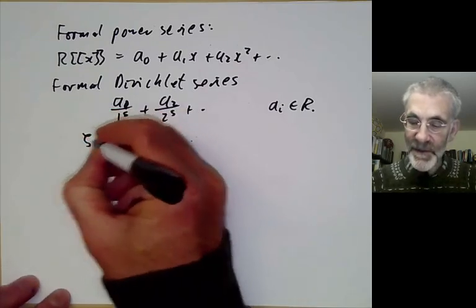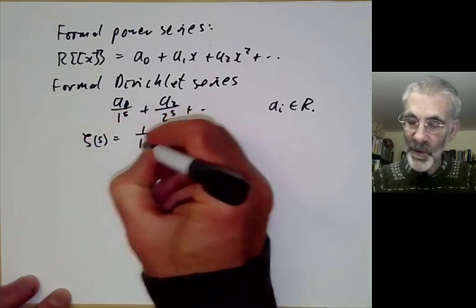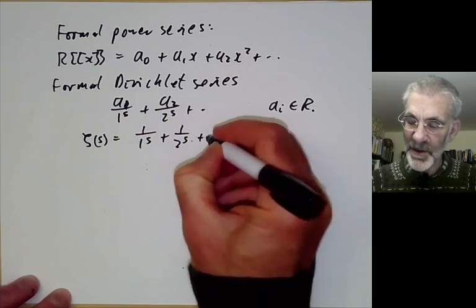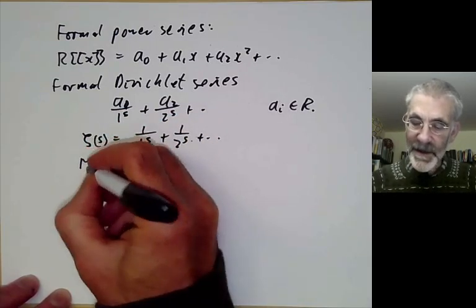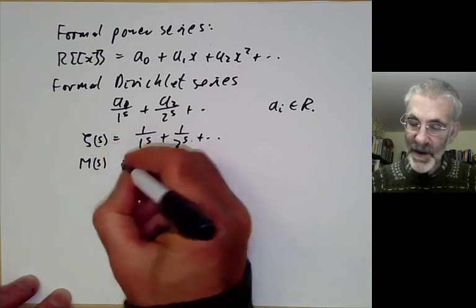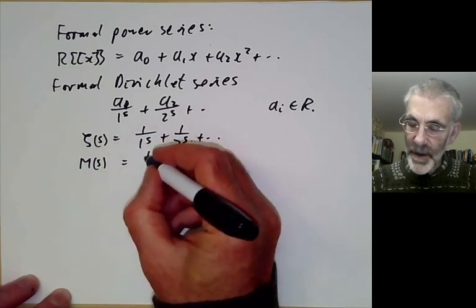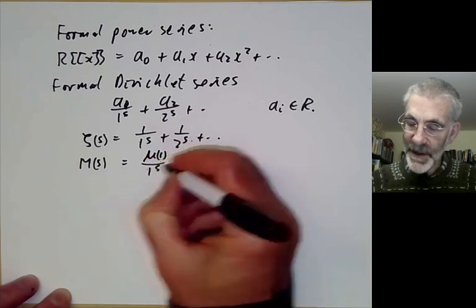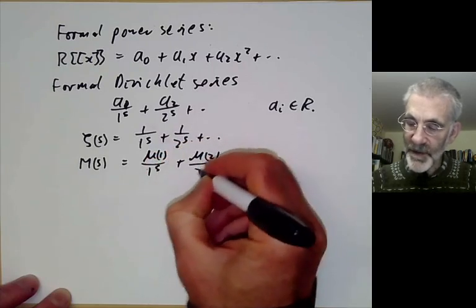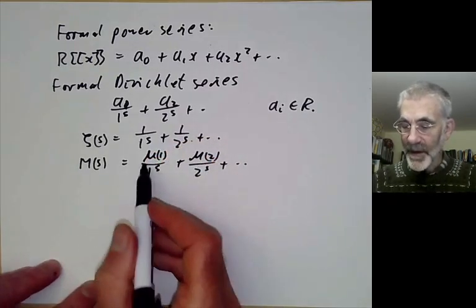For instance, there's the famous Riemann Zeta function, which is 1 over 1 to the s plus 1 over 2 to the s and so on. And there's this inverse, let's write it as m of s, which is going to be mu of 1 over 1 to the s plus mu of 2 over 2 to the s and so on. So what's mu of n?